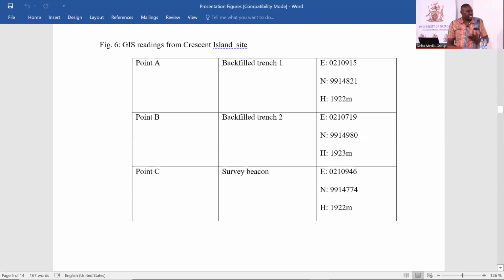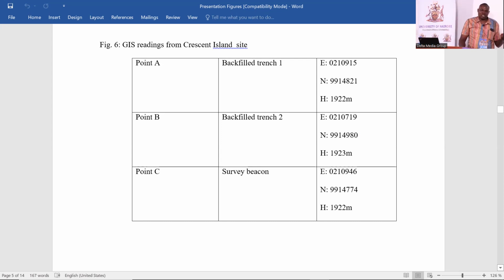The GIS readings give us the actual location of these sites. We have the survey beacon there. We have trench number 1 that was excavated, and trench number 2. And both of these trenches are backfilled.